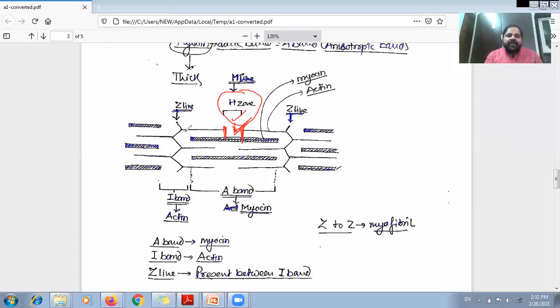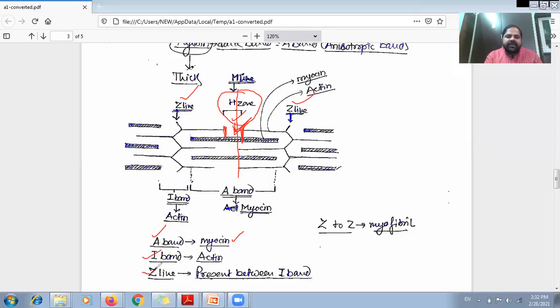And here there is a Z line, and this Z line is representing the end of one muscle fiber. So you can see these are two Z lines, first Z line and second Z line, and in the middle of this structure it is called M line. So A band is representing myosin, and actin may be present or not. I band is representing only actin, meaning there is no presence of myosin.